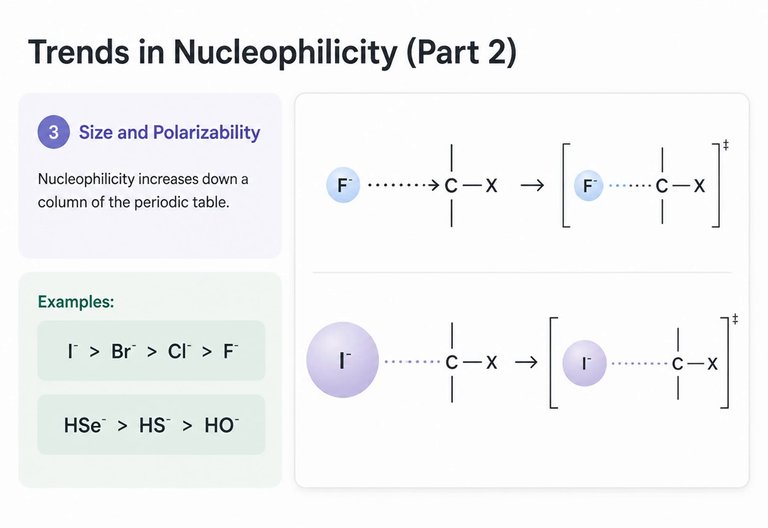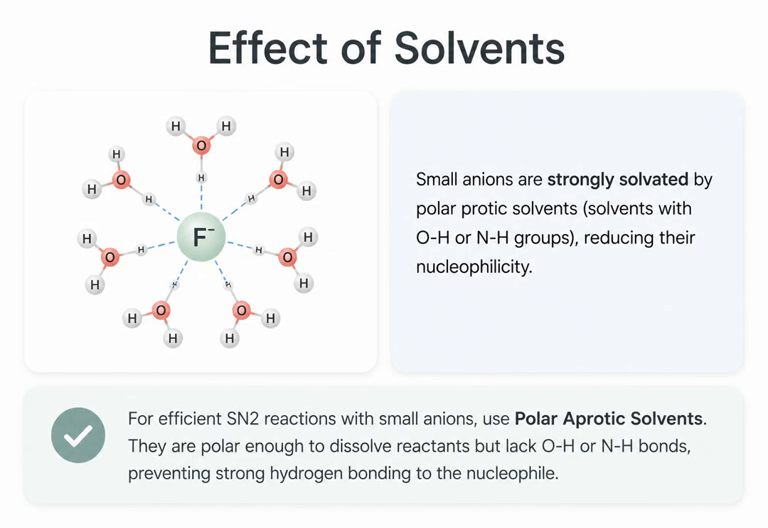Iodide is large and soft. Its outer electrons are far from the nucleus and loosely held. This highly polarizable electron cloud can easily distort and begin overlapping with the carbon atom from a much greater distance, stabilizing the transition state. The solvent you choose also plays a massive role.